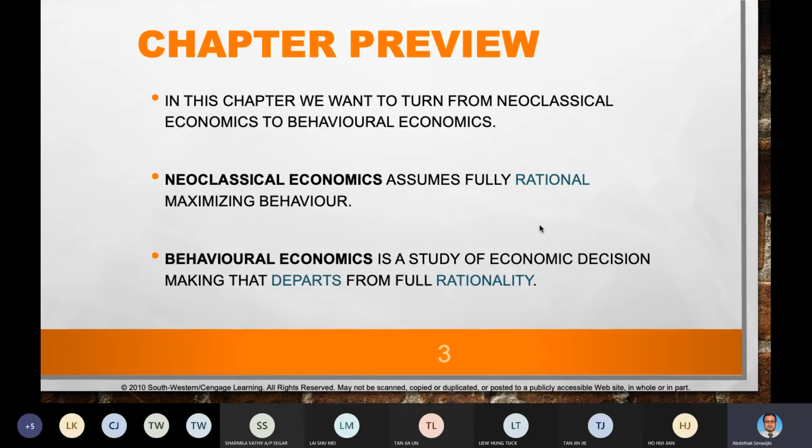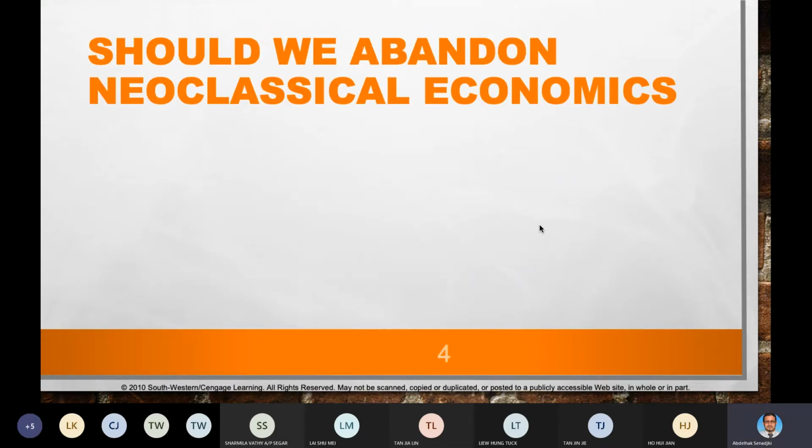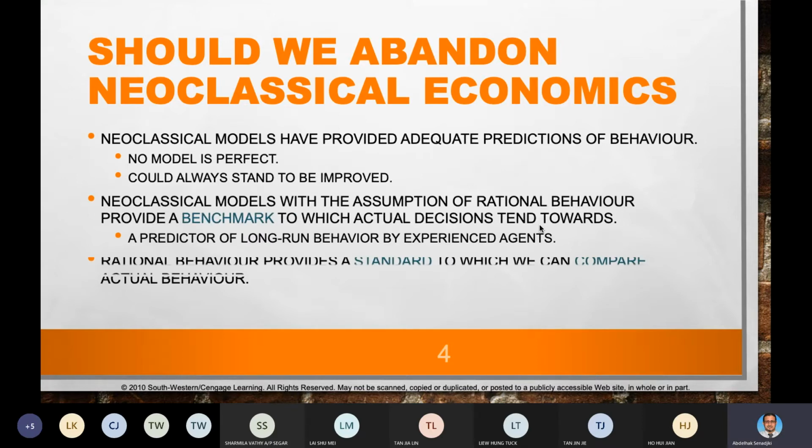New classical economics, which we studied in previous lectures, assumes fully rational maximizing behavior. That means that companies, consumers, people, when they make decisions, their decisions are rational, in a way that the decision they make will maximize their utility. But behavioral economics is a study of economic decision making that departs from full rationality. So the question now is, should we abandon the new classical economics and study behavioral economics?